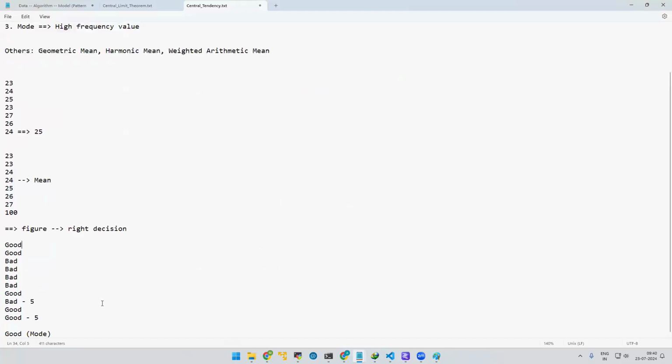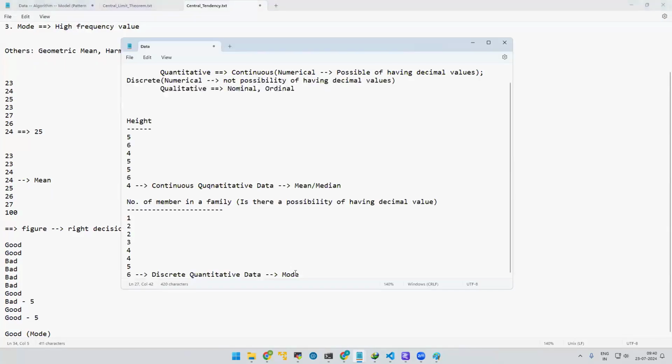Your question is, what if it is 1, 1, 2, 2, 3, 3, 3 kind of? Then we need to check what is the nature of the data. If it is anything other than continuous quantity data, we need to apply mode. There is no possibility of having mean or median. Only for continuous quantity data, we need to apply mean or median. Clear? Okay, sir. Got it.